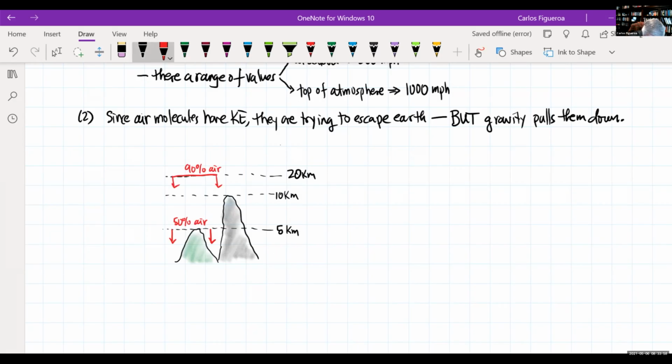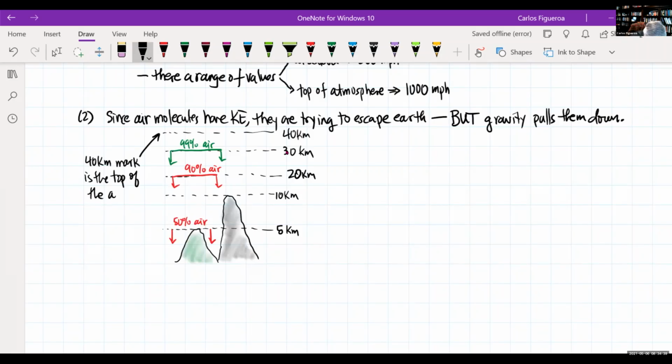And if you get to the 30-kilometer mark, you'll find that this mark gives you 99% of the air. So what they call the top of the atmosphere is actually the 40-kilometer mark. So they're saying that this 40-kilometer mark is the top of the atmosphere.